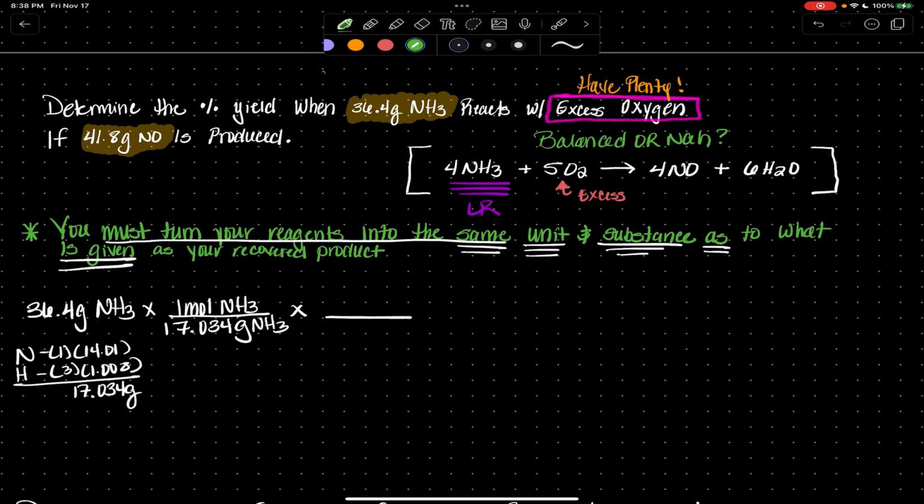And from what I can tell, I am balanced because 6 times 2 is 12, 4 times 3 is 12, 4 times 1 is 4, 4 times 1 is 4. I got 6, 7, 8, 9, 10 oxygens and 10 oxygens, so I'm good to go.